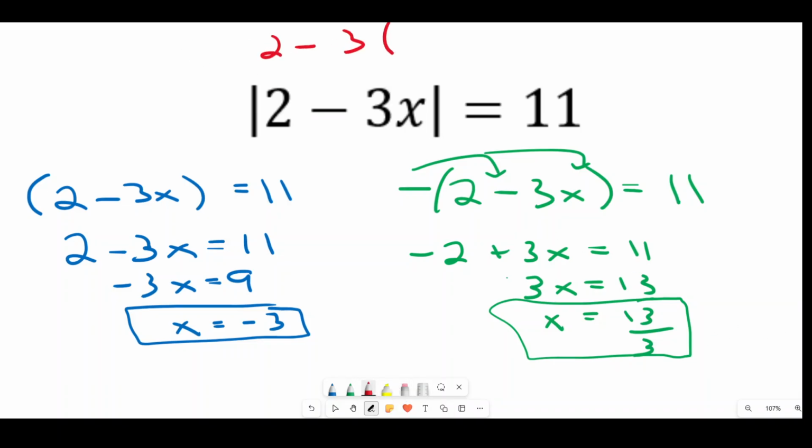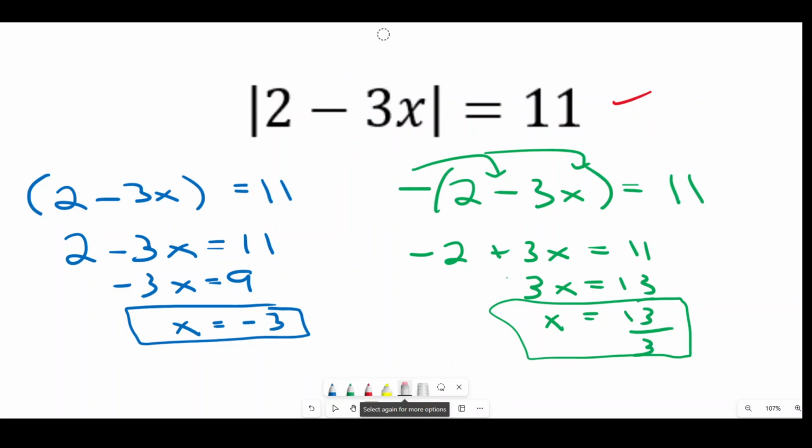So if I substitute 13 over 3 for x, so this becomes 2 minus, those cancel, 2 minus 13. 2 minus 13 is -11. And of course, the absolute value of -11 is 11. So both of those answers make sense.